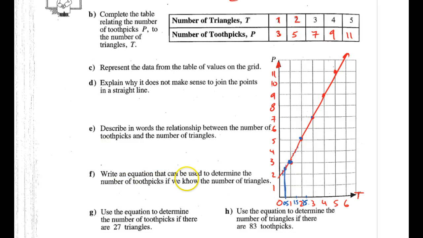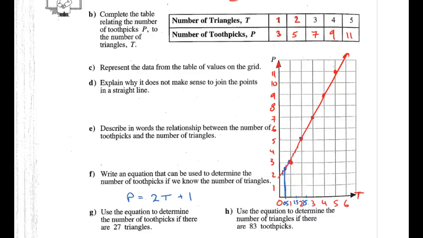Now, let's write an equation that can be used to determine the number of toothpicks if we know the number of triangles. So the number of toothpicks, P for toothpicks, equals, and if we look at our table, we can determine the relationship, and that is if I double the amount of triangles and add 1, it will tell me how many toothpicks I have. For example, 2 times 2 is 4, plus 1 is 5. 3 times 2 is 6, plus 1 is 7. So if I double the number of triangles and add 1, that should give me the number of toothpicks here.